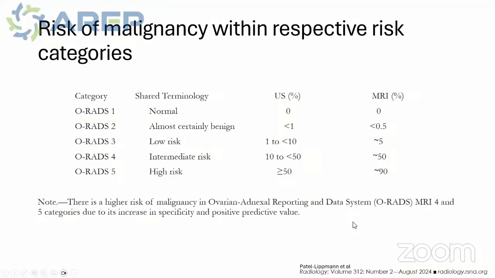So now comparing the risk of malignancy in both ultrasound and MRI, in O-RADS category 1, we see the risk is the same in both. It's almost 0. And in 2 and 3, it's almost similar. But in 4 and 5, the risk of malignancy when we compare ultrasound and MRI, it's higher in MRI. And O-RADS 5 category has a very high risk of malignancy. So that increases the specificity and positive predictive value.